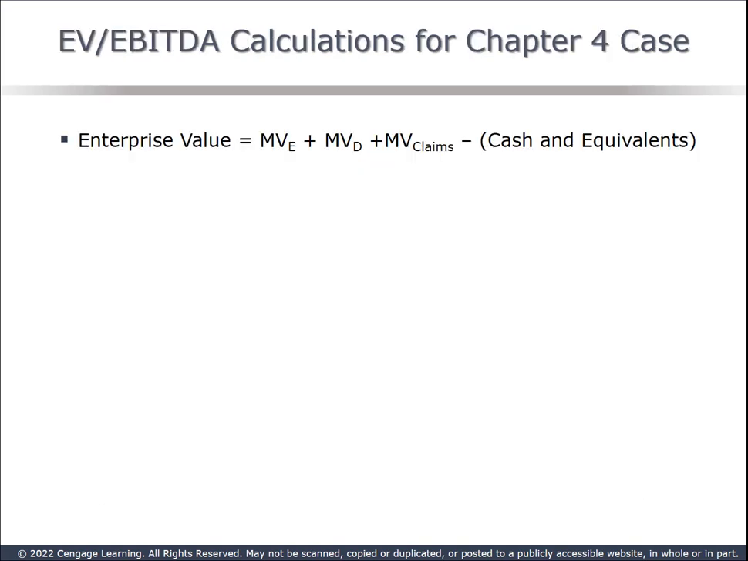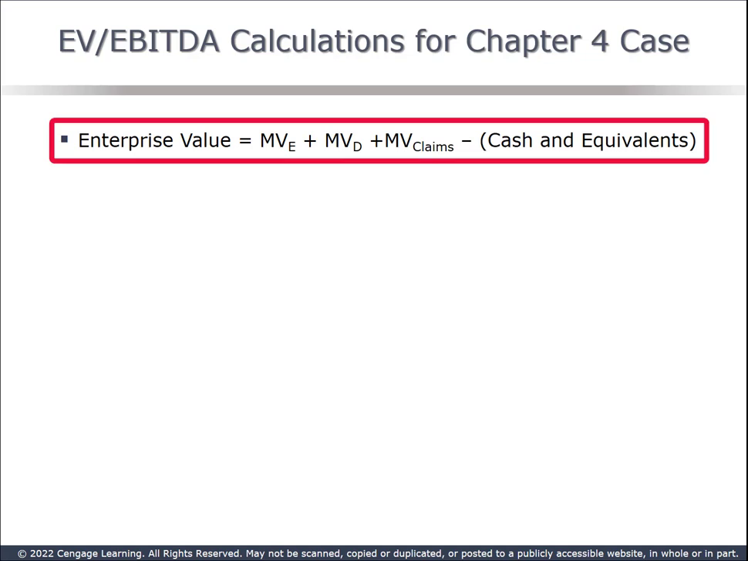In recent years, analysts have started focusing on another key ratio, enterprise value divided by EBITDA. This ratio looks at the relative market value of all the company's financial claims, but is not heavily influenced by the firm's debt and tax situation. Enterprise value, as shown, is the market value of equity plus the market value of debt plus the market value of any claims minus cash and equivalents.